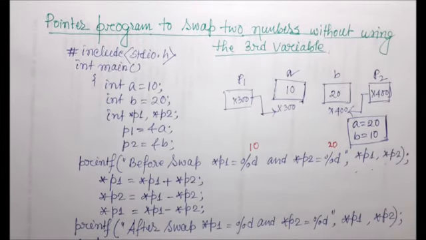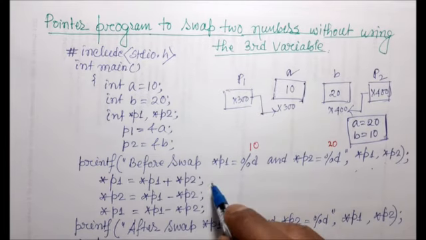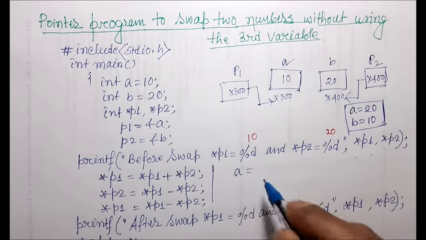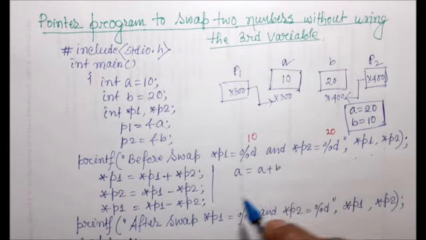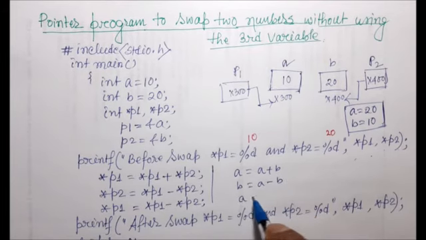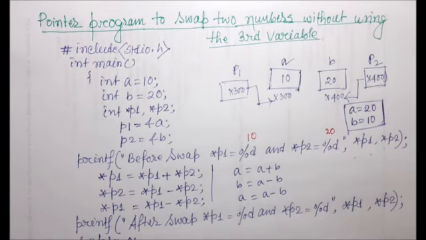By using pointers. Normally, without using pointers, I am writing just the code for without using pointers. How can I do that without using a third variable? Suppose a is one of my variables and b is another variable. So it means that if I want to exchange, a equal to a plus b and b equal to a minus b and a equal to a minus b, right?